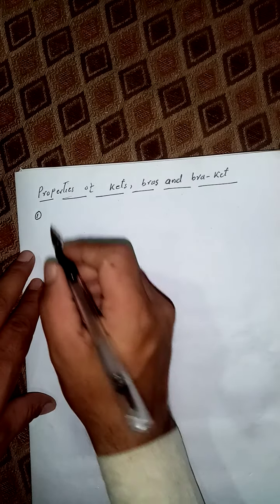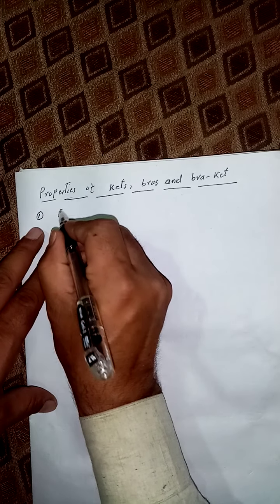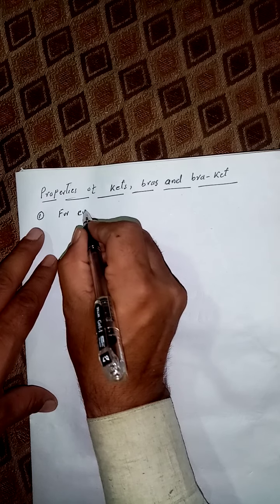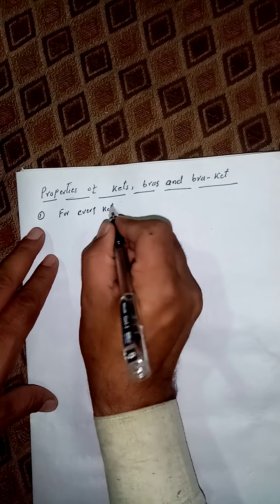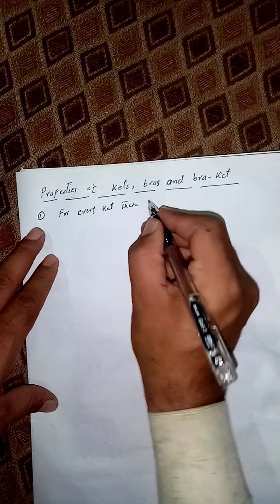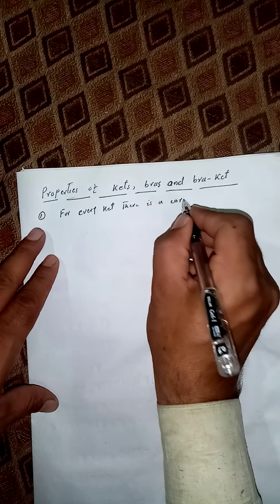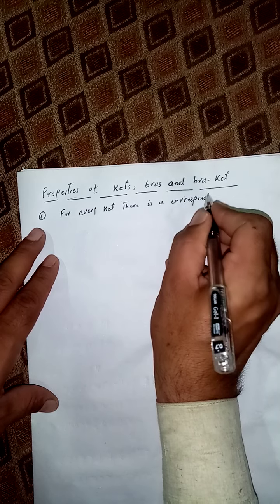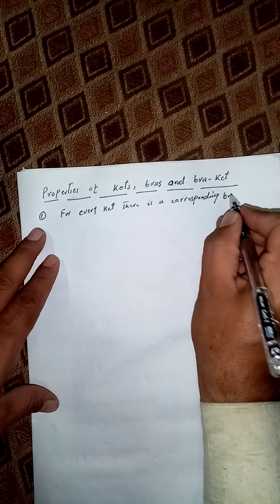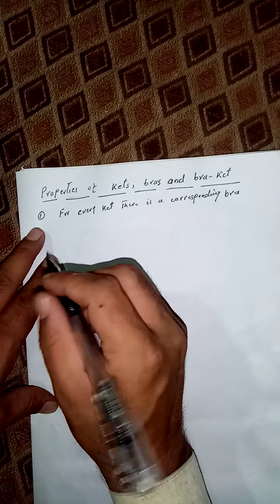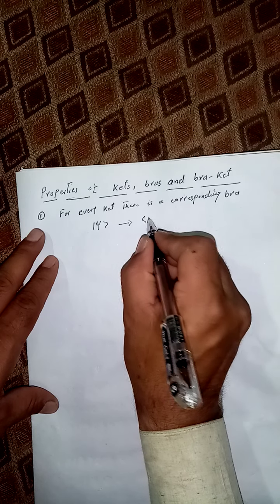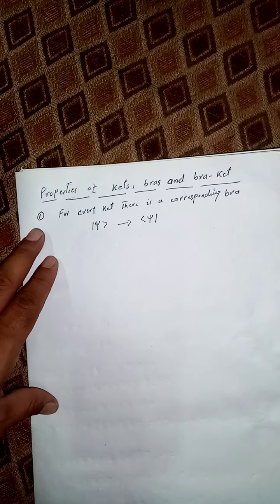Okay, next we discuss the properties of kets, bras and bra-kets. The first property is that for every ket there is a corresponding bra. Like for every ket psi there should be a corresponding bra given by this one.